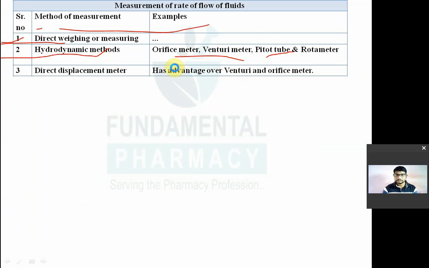ठीक है, हाइड्रोडायनामिक कंडीशन में कौन से कैसे यूज कर सकते हो, कैसे रेट मेजर कर सकते हो, यूजिंग ओरिफिस मीटर, यूजिंग वेंचुरीमीटर, यूजिंग पाइटॉट ट्यूब एंड यूजिंग रोटामीटर. Direct displacement meter is also there, has certain advantage over orifice meter and venturimeter.